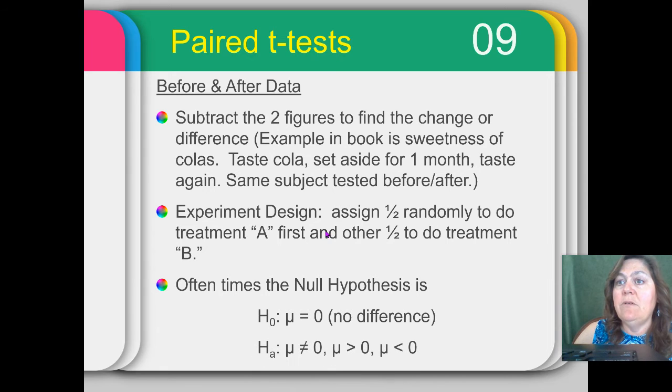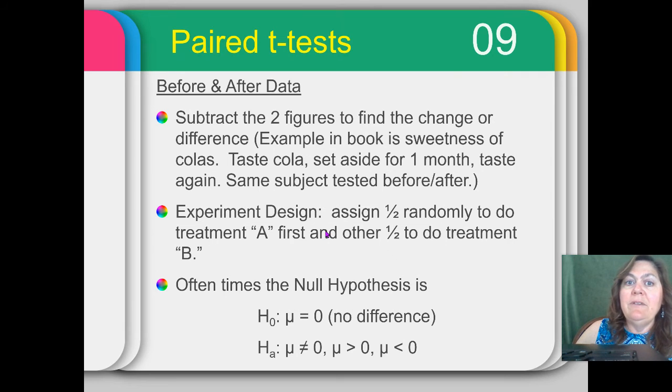And then depending on the context of the problem, your HA will either be that it was different than 0, that there is a difference, or for example, if you're taking a SAT prep course and you took the SAT, you take this course and then you take it again, that company's alternative probably is that you're going to do better. So you would say mu is greater than 0. You're going to make an improvement. The change will be greater than 0.